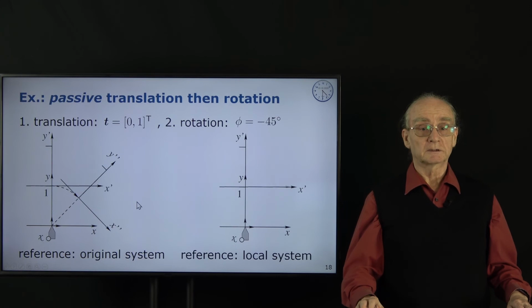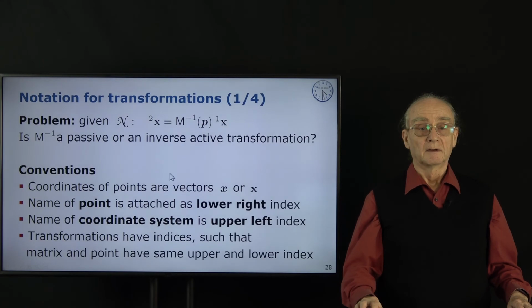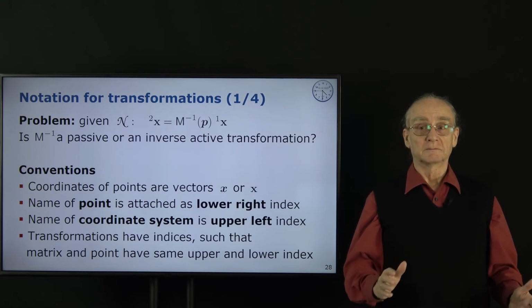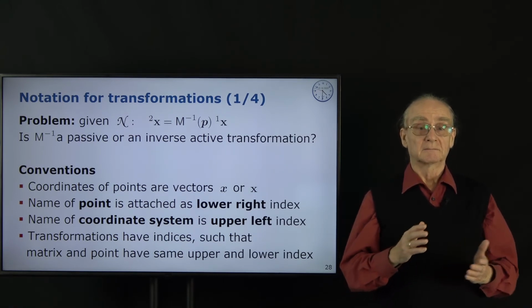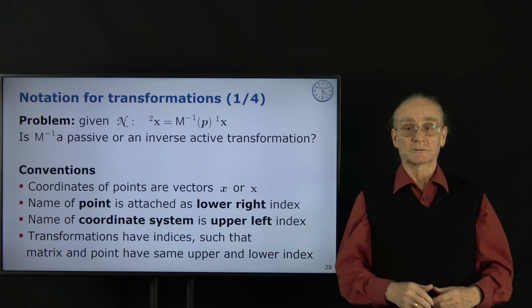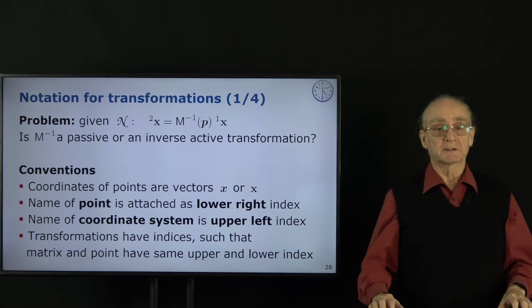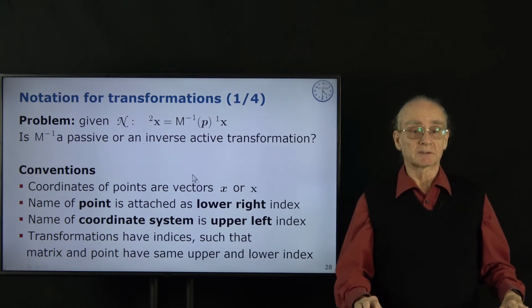Now let's go forward. If I just give you M or M to the power minus 1, do you know whether M to the power minus 1 means a passive or an inverse active transformation? This is not shown in the notation. So it's either a passive transformation with the original parameters, or it's the inverse active transformation, which we also might need. So we need to be a little bit more sophisticated in the notation, and I suggest the following.